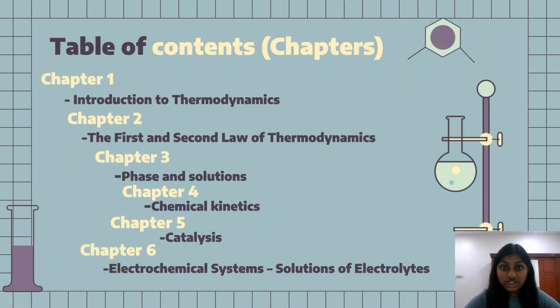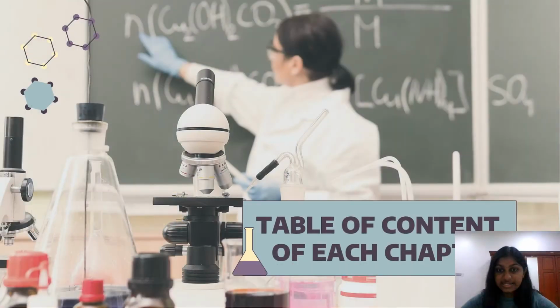Furthermore, I would like to share the chapters of this semester. Chapter 1 is Introduction to Thermodynamics. Chapter 2 is the first and second law of thermodynamics. Chapter 3 is Phase and Solution. Chapter 4 is Chemical Kinetics. Chapter 5 is Catalysis, and last but not least, Chapter 6 is Electrochemical System. Now I'm going to explain the table of content of each chapter.